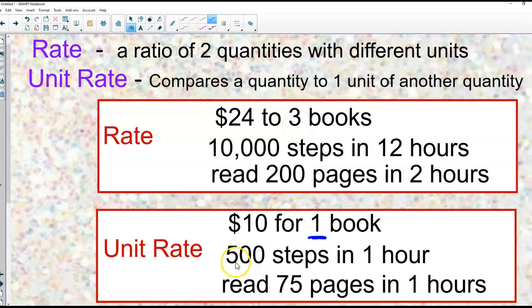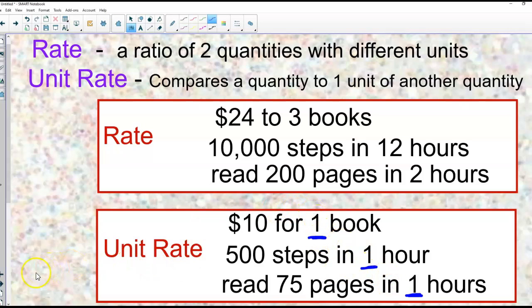A unit rate, someone took 500 steps in 1 hour. One of my units is 1. This example up here was not. It was about 12 hours. And finally down here, you read 75 pages in 1 hour. Again, one of our units is 1. Okay, so the difference is a rate, none of these units would be 1. A unit rate has a unit of 1.